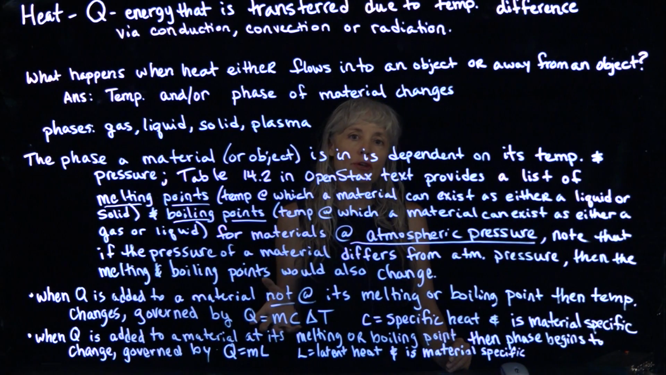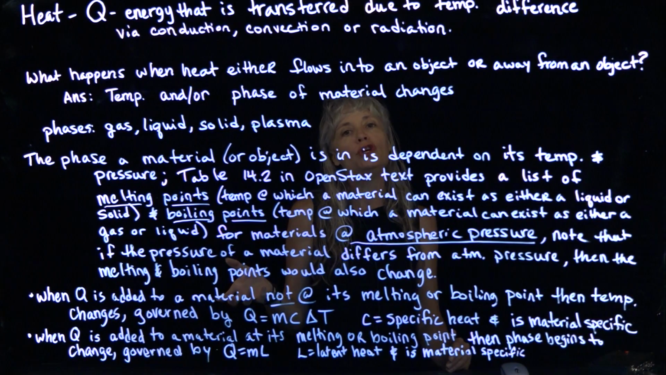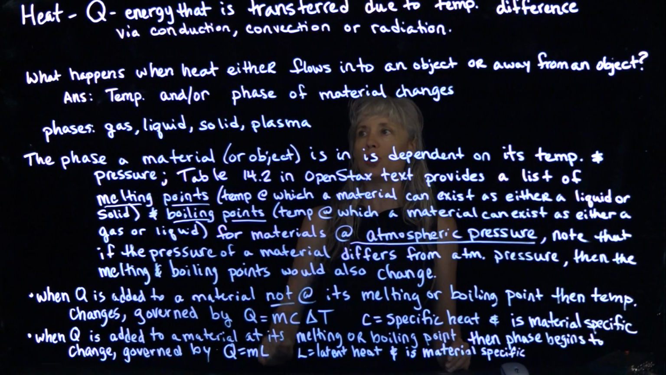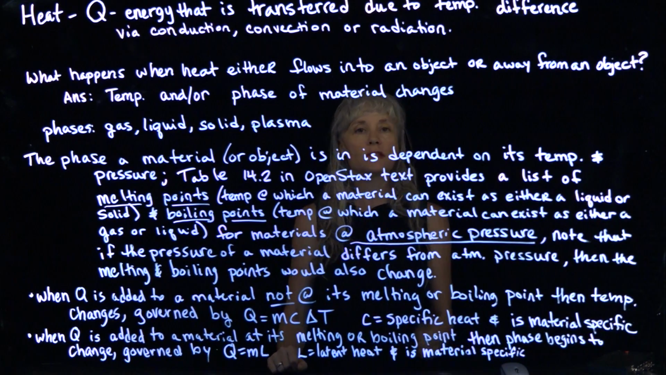The transition from solid to liquid or liquid to solid is going to be called the latent heat of fusion. We'll be going over that more in the next video. The latent heat that governs the transition between liquid and gas is known as the latent heat of vaporization. And again, we'll be going over that in the next video. But this gives you a nice overview of the things that we will be focusing on in the next video.